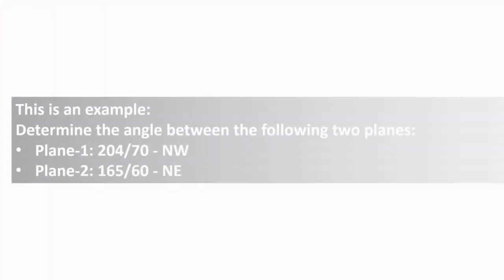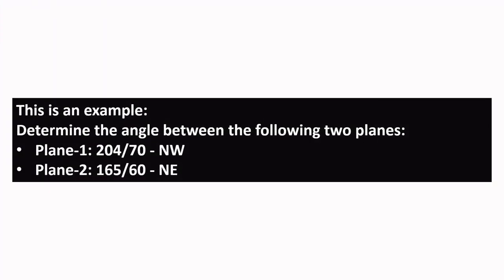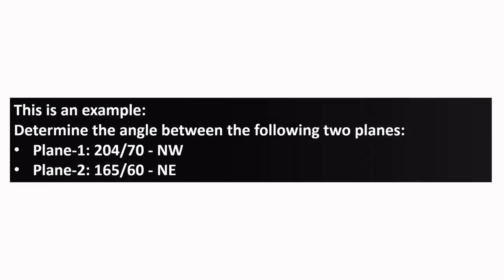Hello, you are welcome. I am JT Sobam and I am going to show you how to determine the angle between two planes. To illustrate this, consider the following example. Determine the angle between the following two planes. Plane 1 strikes 204 degree and dips 70 degree towards northwest, and plane 2 strikes 165 degree and dips 60 degree towards northeast.